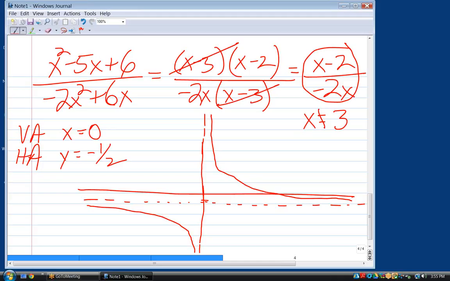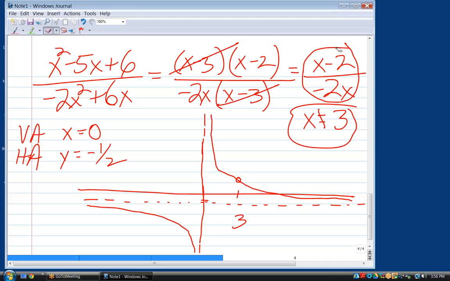So, this is almost the final graph. There's one additional thing I have to do to this. Show the hole. The hole is at 3. I go over here to 3, put a little hole like that right there. That means not only can x never be equal to 0, but x can never be equal to 3.